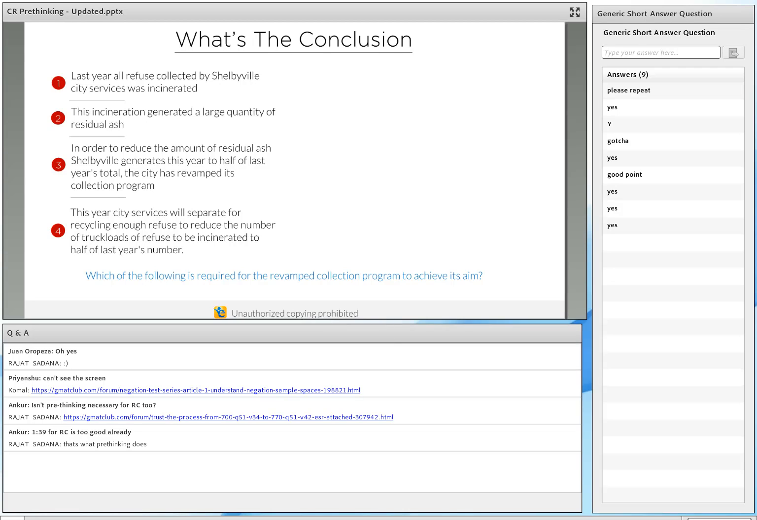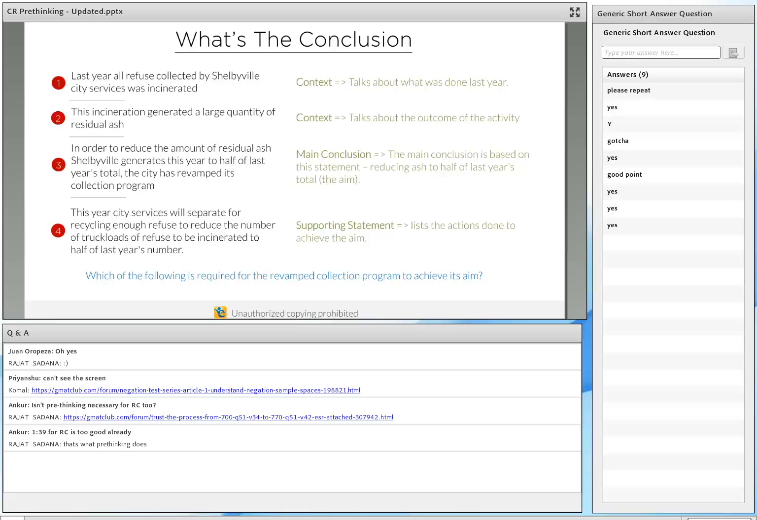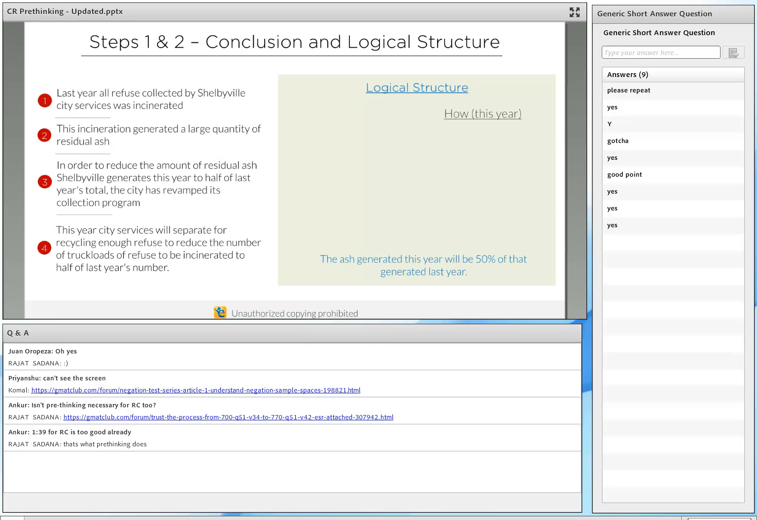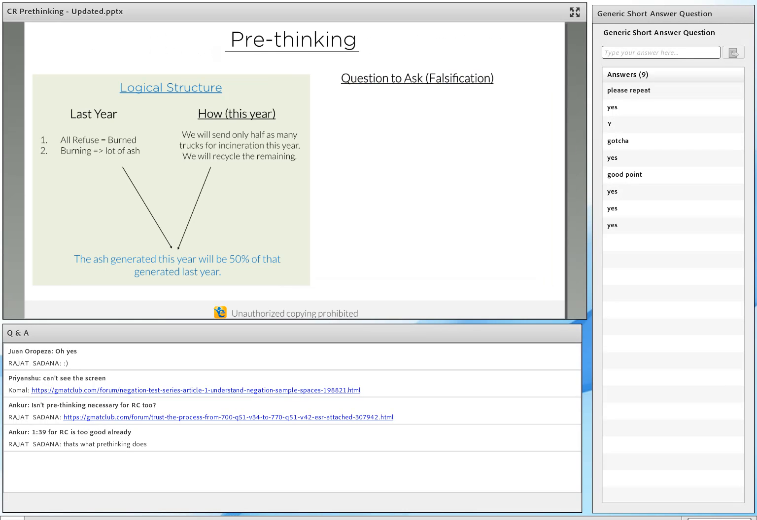Okay, so we can actually move forward. We have the entire process over here, but you guys are getting more and more skilled now. So let's move forward. Last year, the pre-thinking question was: under what condition will the ash generated be greater than 50% if only half as many truckloads are sent?